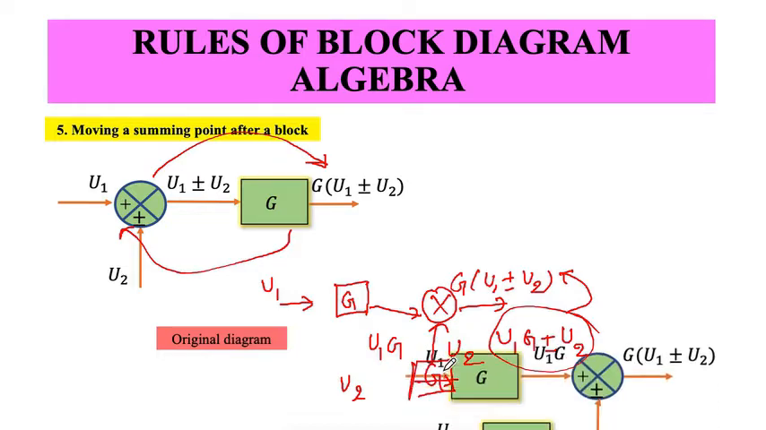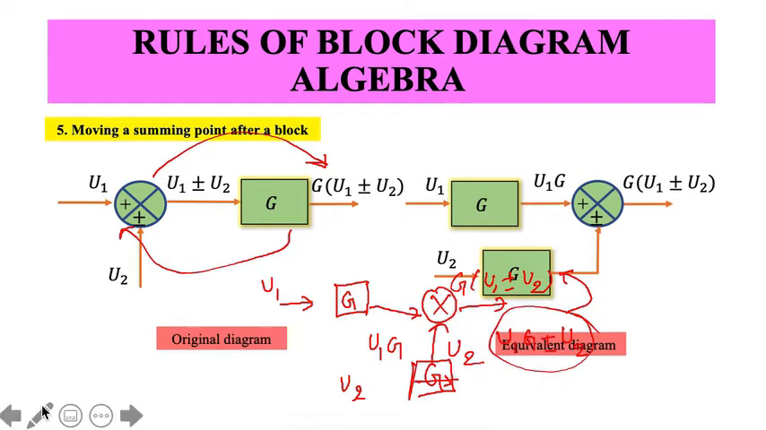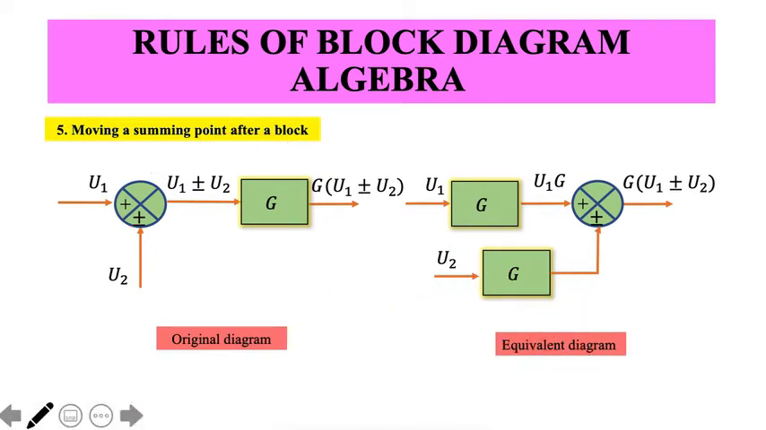So how will it look finally? If I just blindly take it, g is not there, then my output is g u1 plus minus u2, which is different from my actual output. So that's how we will move a summation point after a block.